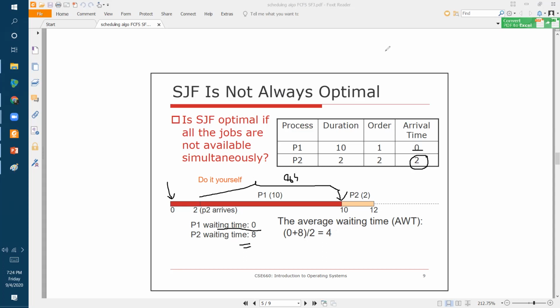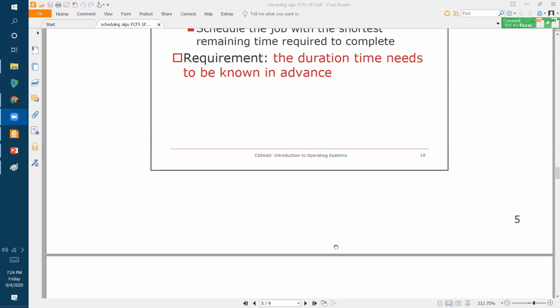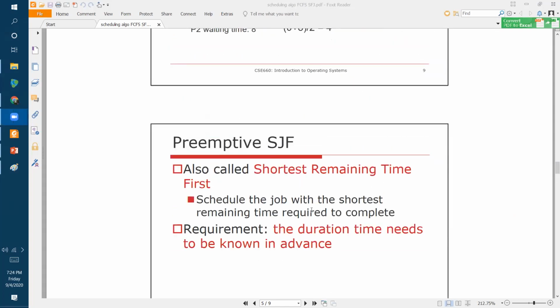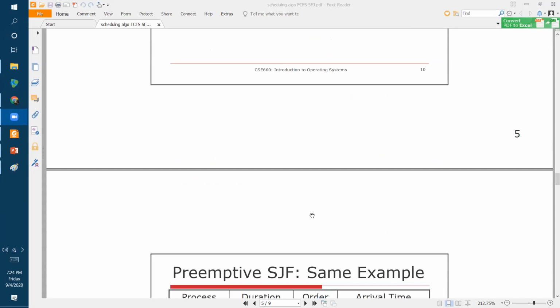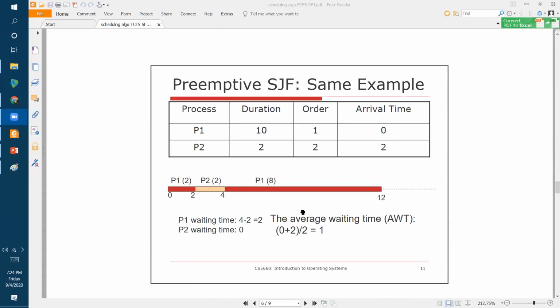But if we use shortest remaining time first, or preemptive SJF, which I already showed you, the Gantt chart for preemptive SJF will be like this.